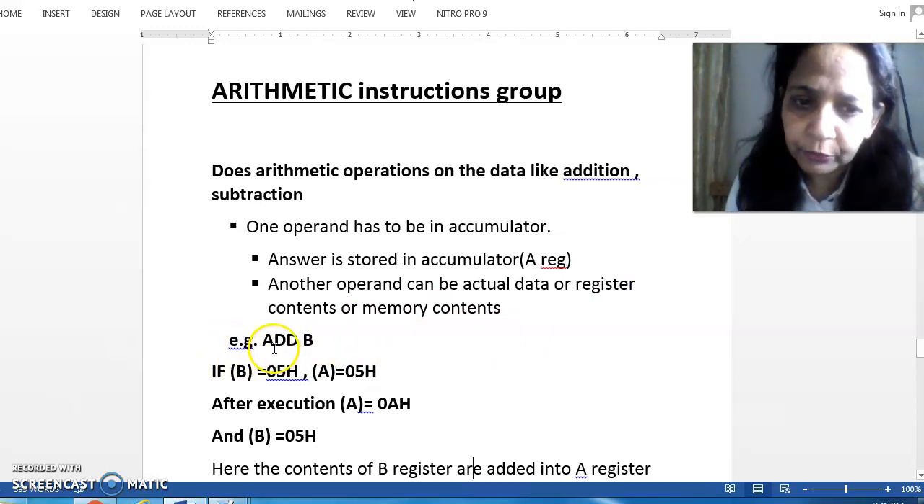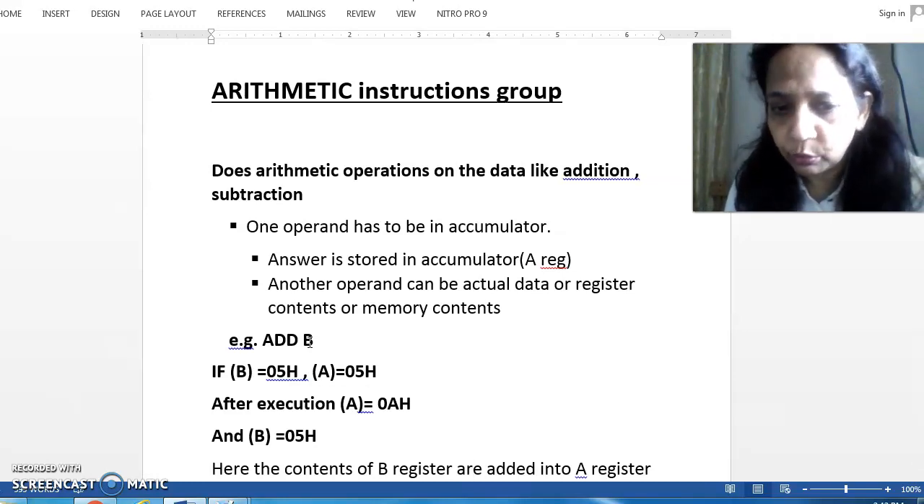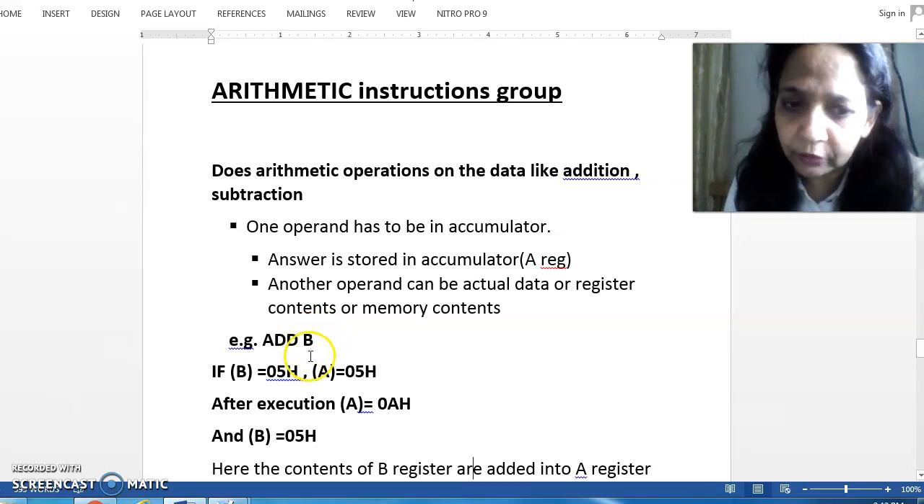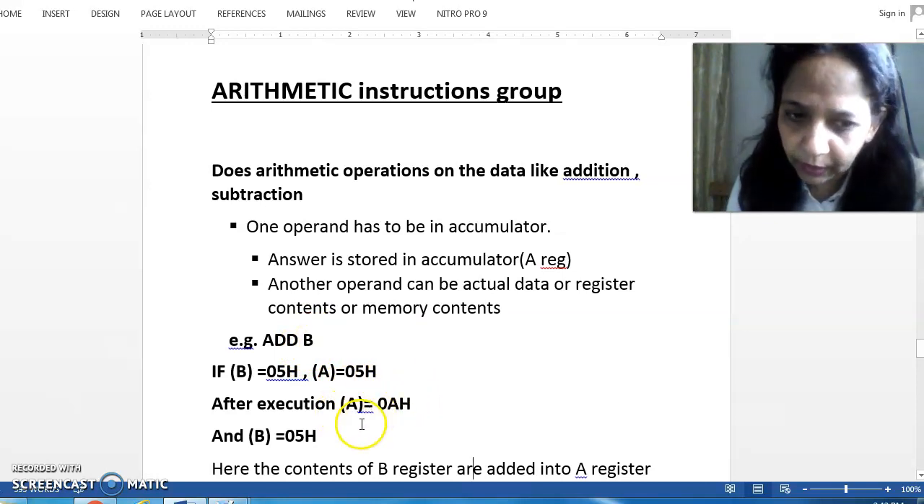Now in this case, suppose I say ADD B. ADD is nothing but your opcode, that is add, and B is nothing but the register. So what it will do is add the contents of the B register to the A register, and the answer is stored in the A register. Always with the A register, the contents of the specified register will be added. The answer will be stored in the A register.